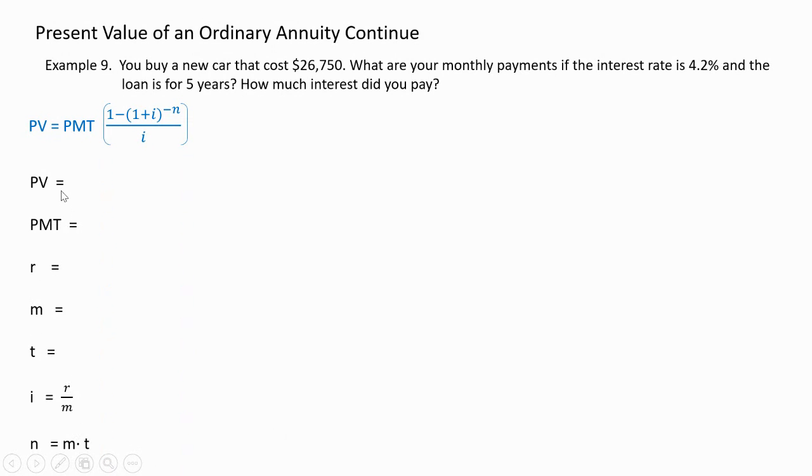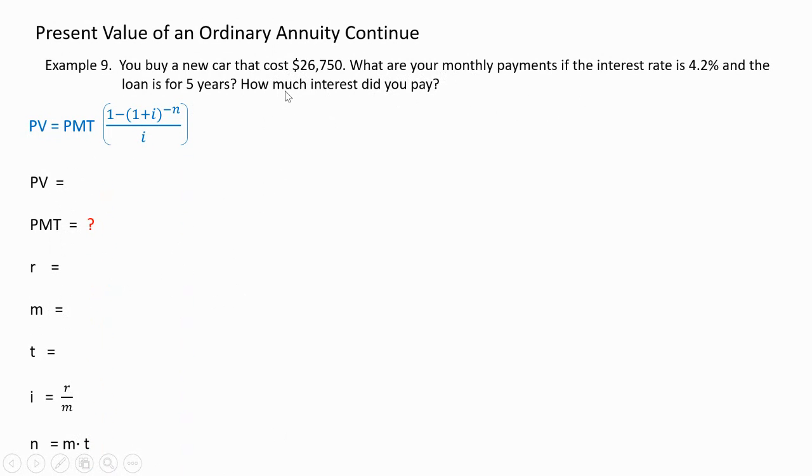So again, now we use the present value. The present value is how much money you borrowed from the bank right now. And the payments, most of the time when it's a house or a vehicle, are monthly payments. So the M will always be 12. So then, let's see the scenario. What are the monthly payments? So we're looking for the payment.